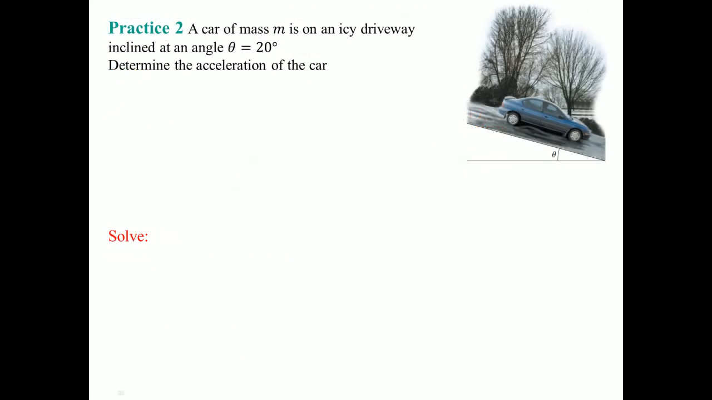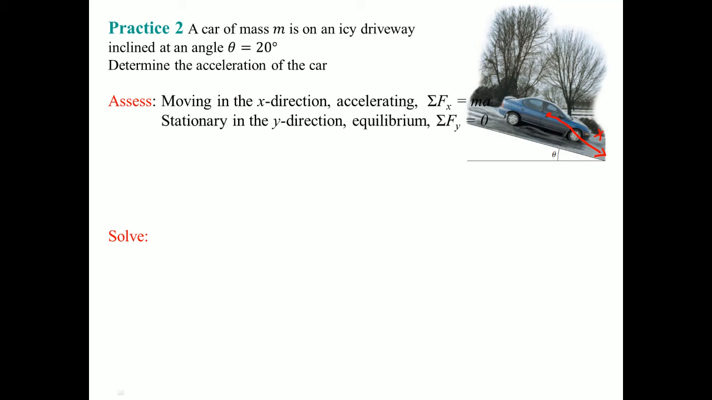Practice 2. I would like you to take a look here. A car of mass m is on an icy drive road, inclined at angle theta equals 20 degrees. Determine the acceleration of this car. Here, you want to assess this. This object is moving in the x direction, and what I mean by the x direction is down this way. That is going to be my x direction. It is not moving up or down, right? So it is in equilibrium in the y direction.